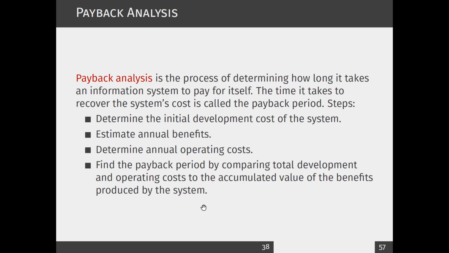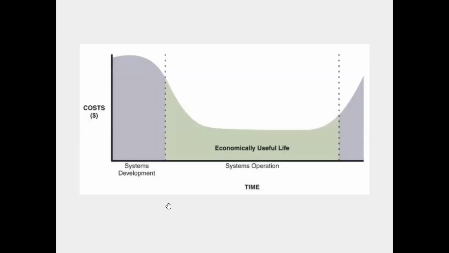So here are the steps. First one, we need to determine the initial development costs. Second one, we have to estimate the annual benefits. Then we have to determine annual operating costs. Then we can find the payback period, right? With the benefits accumulated by the system.